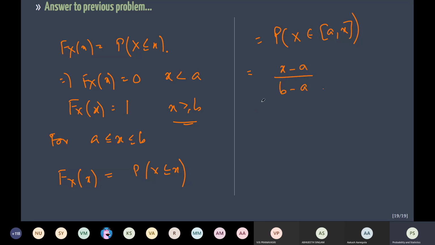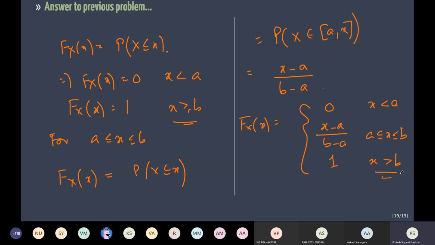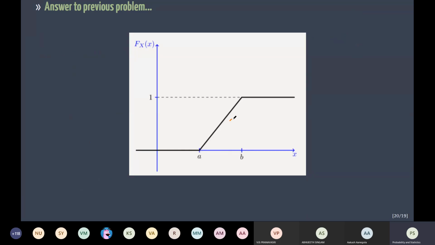Now we have the CDF value, so we can summarize. F_X(x) is 0 for x less than a. It is (x minus a) by (b minus a) for a less than or equal to x less than or equal to b, and it is 1 for x greater than b, because then it covers all possible cases. If you plot this, the plot will look like this: a linear function (x minus a) by (b minus a), and beyond b it is 1, and below a it is 0.